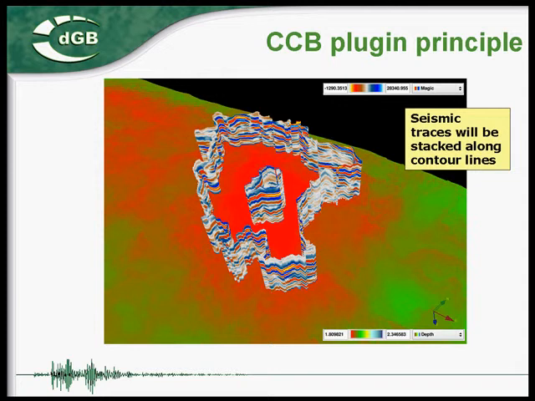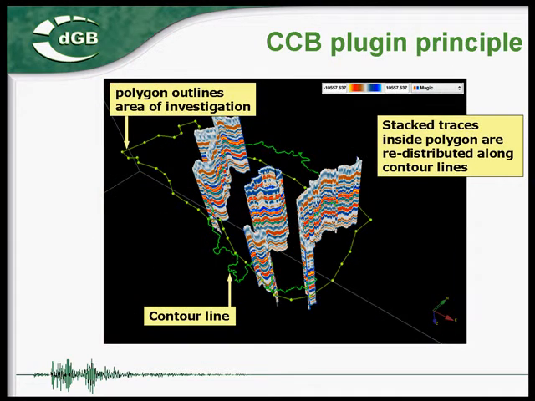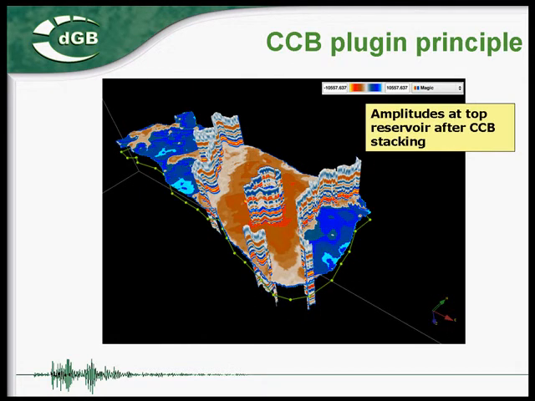Here we have visualized all seismic traces along two separate contour lines. These traces will be stacked per contour line, and the stacked traces are then redistributed along the same contour lines to produce the CCB volume. In this display we see the result after stacking and redistribution. The slight variations along the same contour line are caused by OpendTect's way of displaying random lines by projecting the traces of the nearest grid points to the actual line position. Note that only the traces inside the user-defined polygon are stacked.